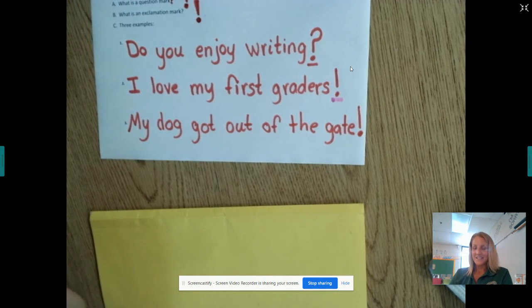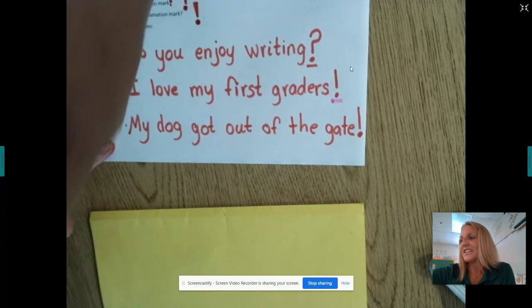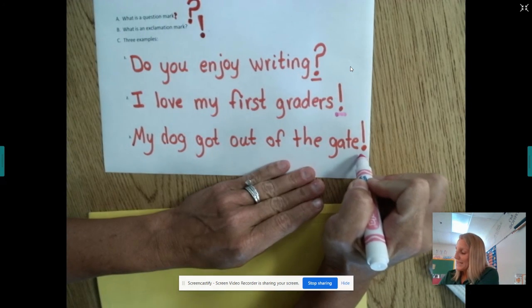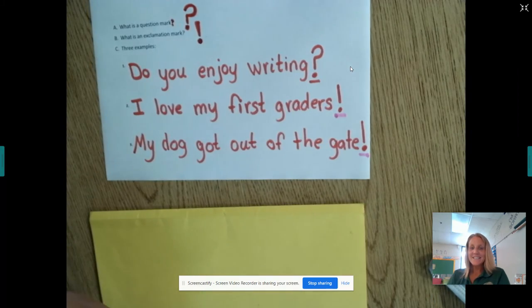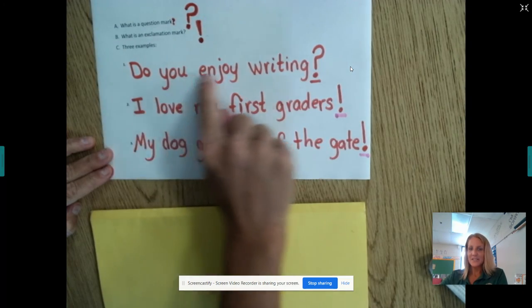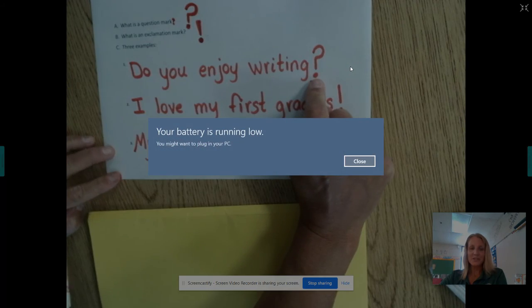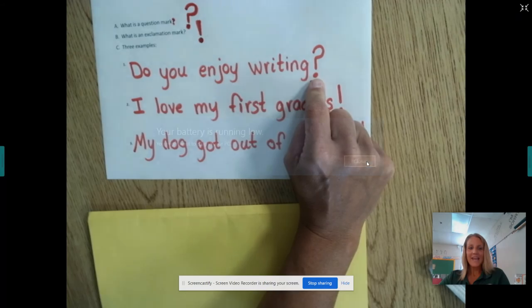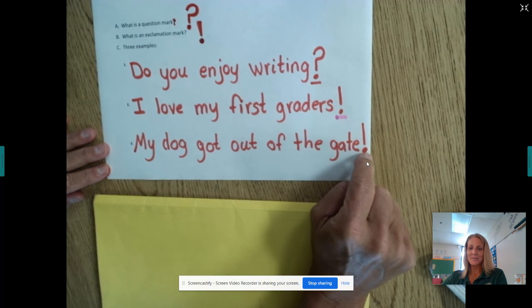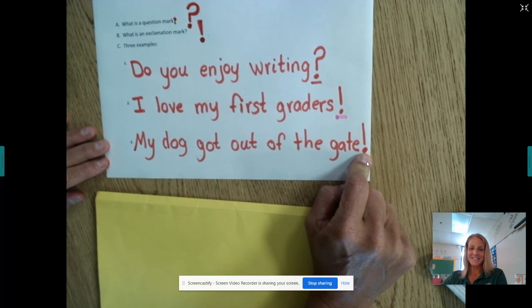So boys and girls, later today you're going to get an opportunity in your journals to practice writing these sentences. And we are going to look to make sure that when it asks a question, you remember your question mark. And if you're showing strong emotion, we're going to look for an exclamation mark at the end of your sentences.